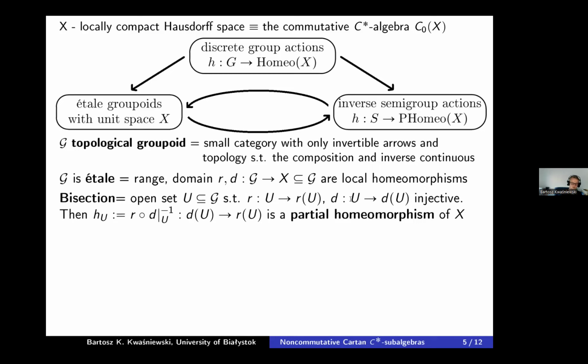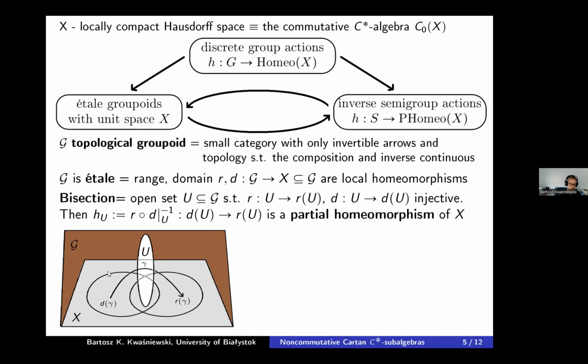So because D is injective on U, we can move from DU to U, and then we can push it down by R. In this way we can come from the open set DU to the set RU. So now we have an element in the set DU. It is the domain of a single arrow in U, and then this arrow sends it to R of gamma, which is the resulting point for our homeomorphism HU.